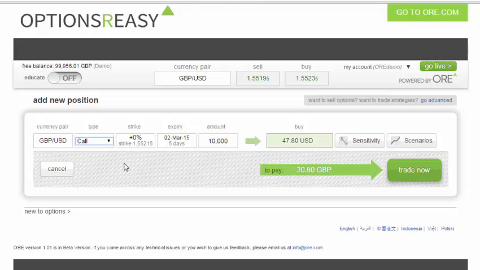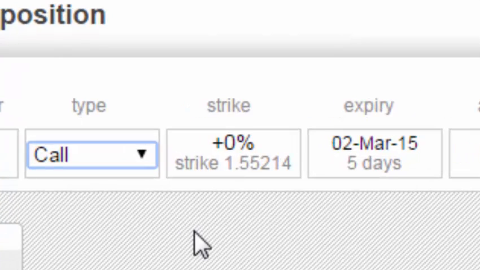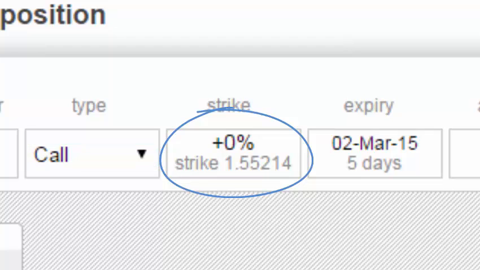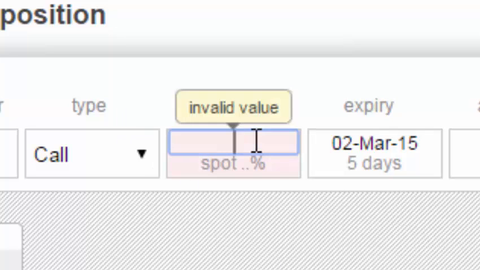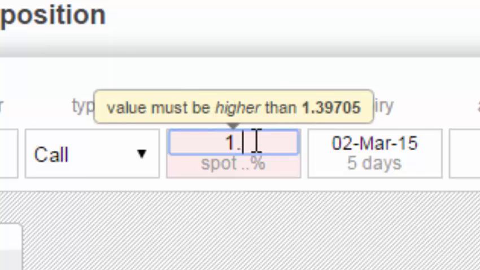The following box is the strike rate. Remember that the strike is the rate you are reserving in the market. For a call option, it's a buy reserve rate, and for a put, it's a sell reserve rate. The default here is 0%. That just means it matches the current market rate. It is 0% from market. You can also enter the strike rate as a number by clicking in the box and typing in a rate.